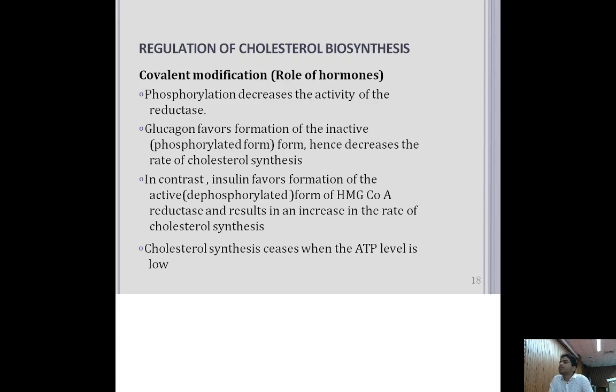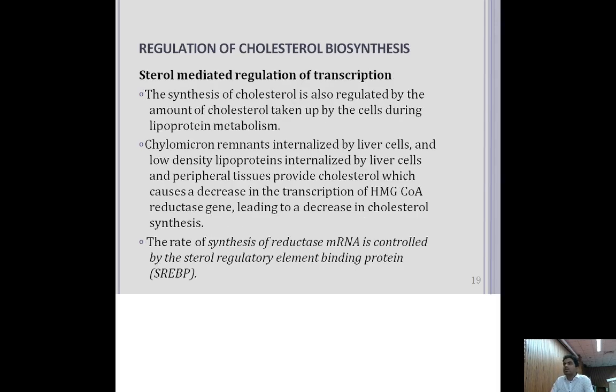Second is feedback inhibition. The products of the HMG coenzyme reductase reaction, mevalonate and cholesterol, inhibit the activity of HMG coenzyme reductase. Third is covalent modification, so some hormones either favor or inhibit the formation of cholesterol. Next one is sterol mediated regulation of transcription. This is a little complex, but you'll be able to understand.